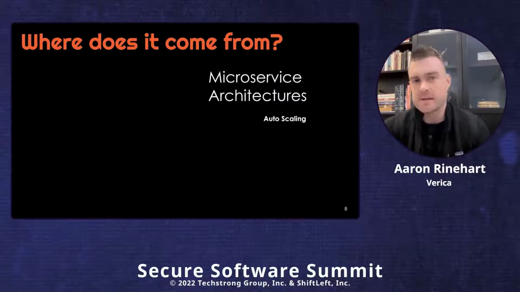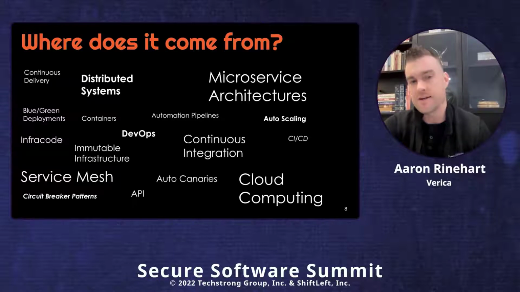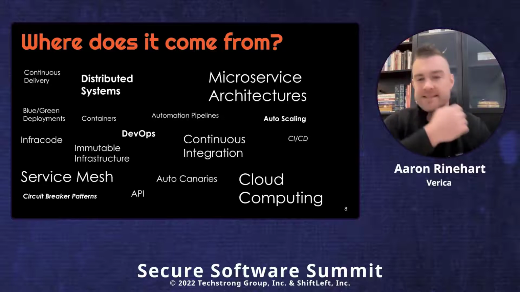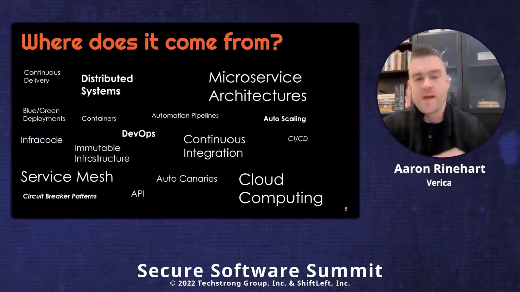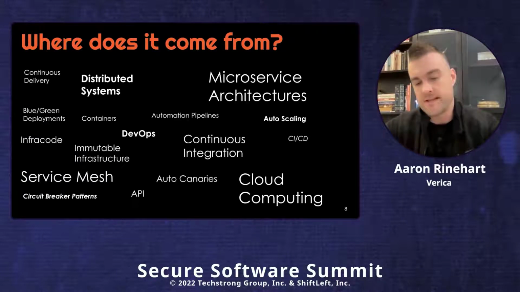So where does this complexity seem to be coming from? Well, you'll see here things like DevOps, continuous delivery, service meshes, circuit breakers, microservices, CI/CD pipelines, cloud computing. You say, well, Aaron, these capabilities are helping us deliver value to market faster, via product to customer. Well, that's true, but it's also increasing the amount of complexity that we're having to deal with post-deployment.